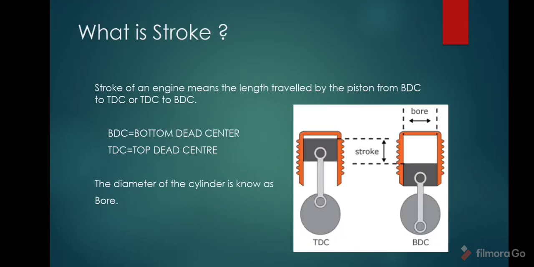In the given figure, this part is known as cylinder. This and this is known as cylinder wall. This is known as cylinder head. It is called piston. This is connecting rod and this is crank. This position is known as top dead center or TDC and this position is known as bottom dead center or BDC.